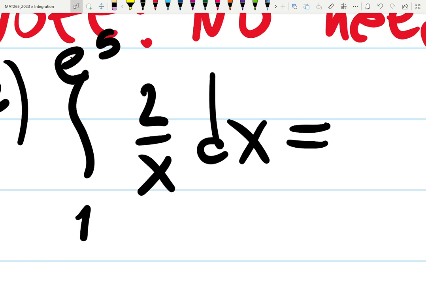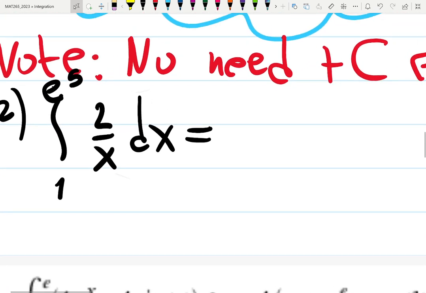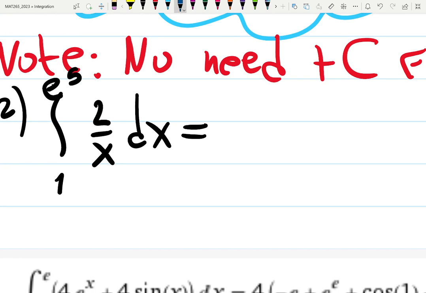Do you remember that? It's not the power rule. It's an exception to the power rule. The power rule works for any kind of power except -1, because x to the -1 gives you a log when you integrate it. Or remember, what gave you 2 over x when you differentiated it? Log. What's the important part about the log?